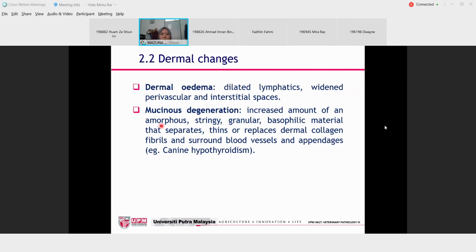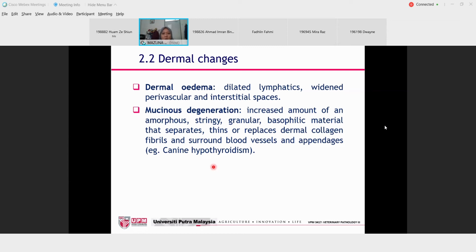Next, we have mucinous degeneration. Here, there will be an increased amount of amorphous, stringy, granular basophilic material that separates, thins, or replaces dermal collagen fibrils, and surrounds blood vessels and appendages. Mucin is usually a basophilic material. So, this mucinous degeneration is a common finding in cases of canine hypothyroidism.